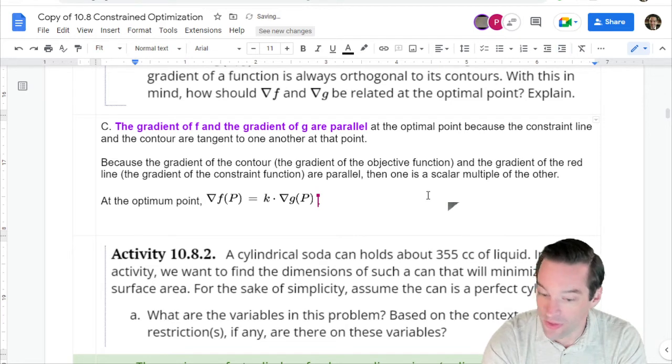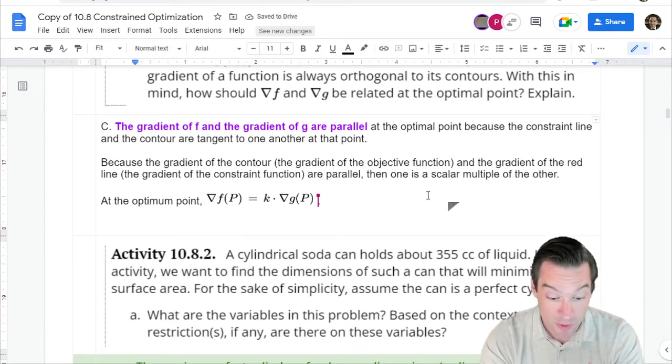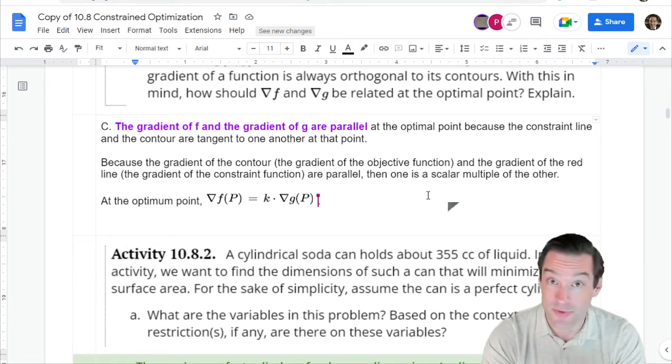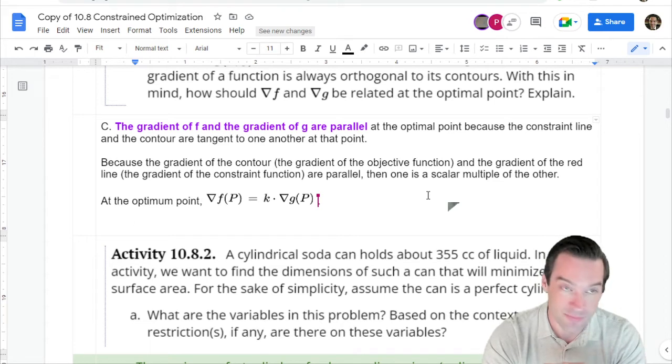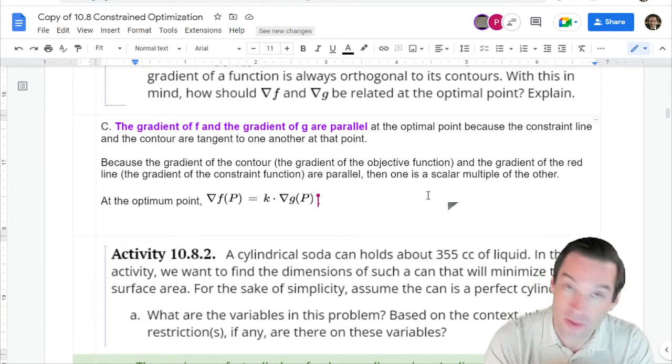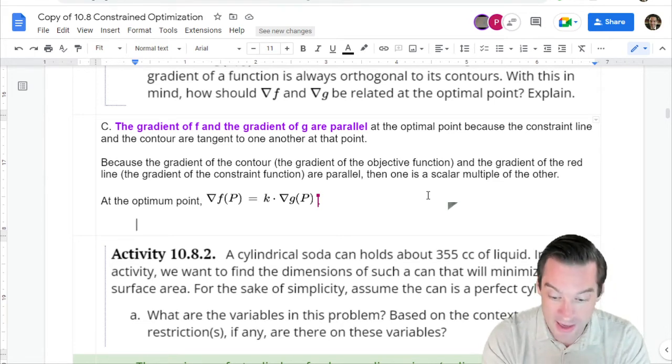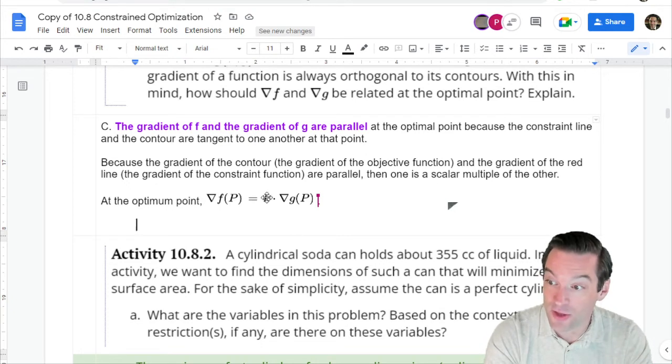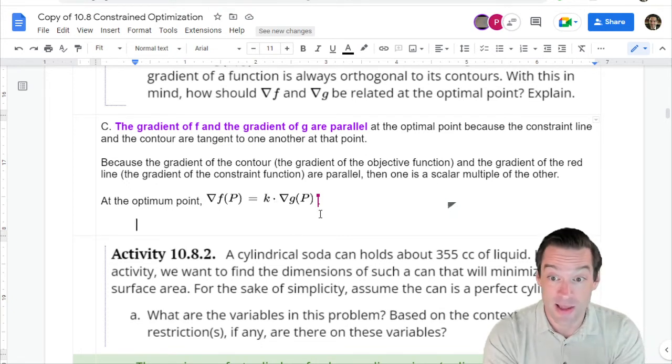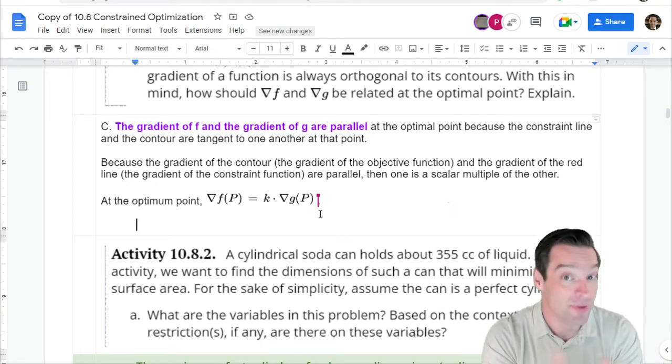So the authors of our text give us the traditional method for doing the algebra, which turns it into a three-variable system of equations problem. It's not the only way to do it, but it's sort of the most traditional way because you're solving for an x and a y, but you also have to solve for this unknown value k. That unknown value k is called the Lagrange multiplier.